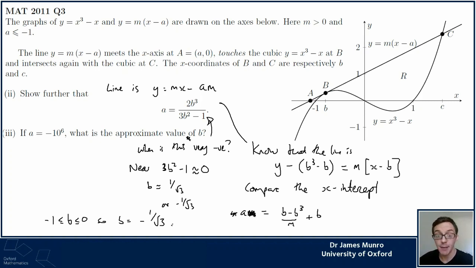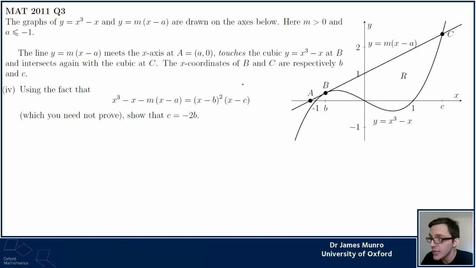I suppose I know that because the gradient of the line, they have told me that the gradient of the line is positive. So this line which goes from A over here somewhere must go upwards and touch the curve over in this section over here. So that b is between minus 1 and 0.